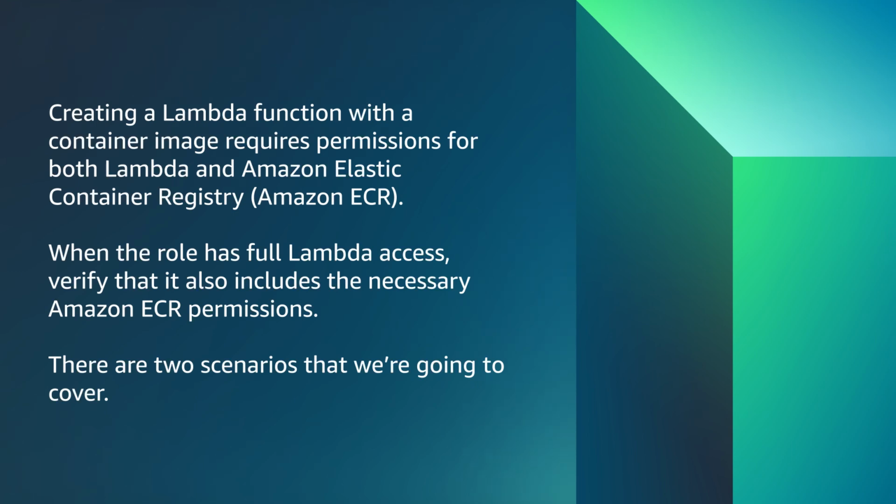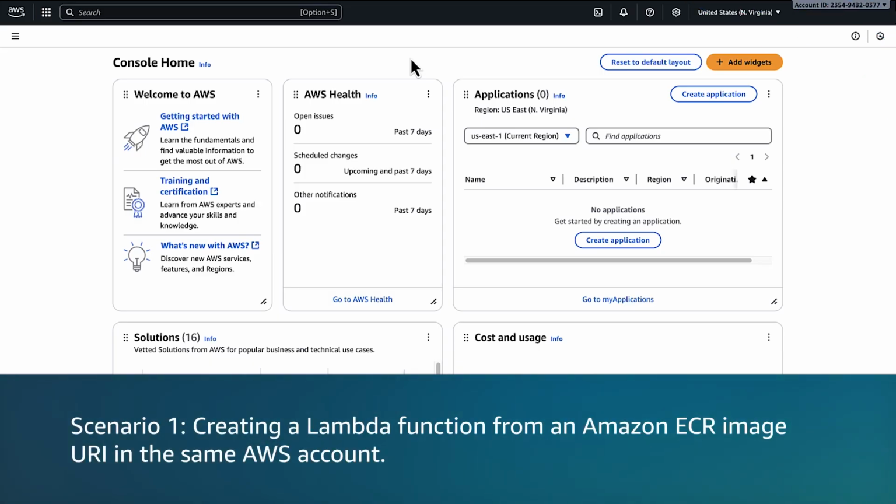Creating a Lambda function with a container image requires permissions for both Lambda and Amazon Elastic Container Registry. When the role has full Lambda access, verify that it also includes the necessary Amazon ECR permissions. There are two scenarios that we are going to cover. Scenario 1. Creating a Lambda function from an Amazon ECR image URI in the same AWS account.